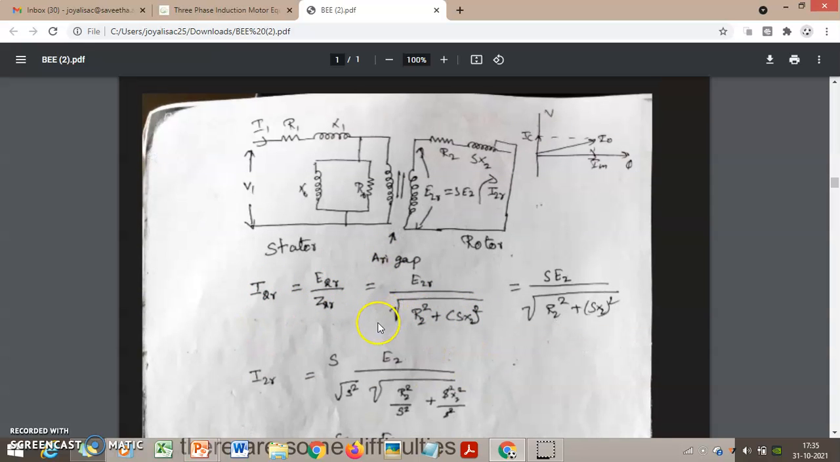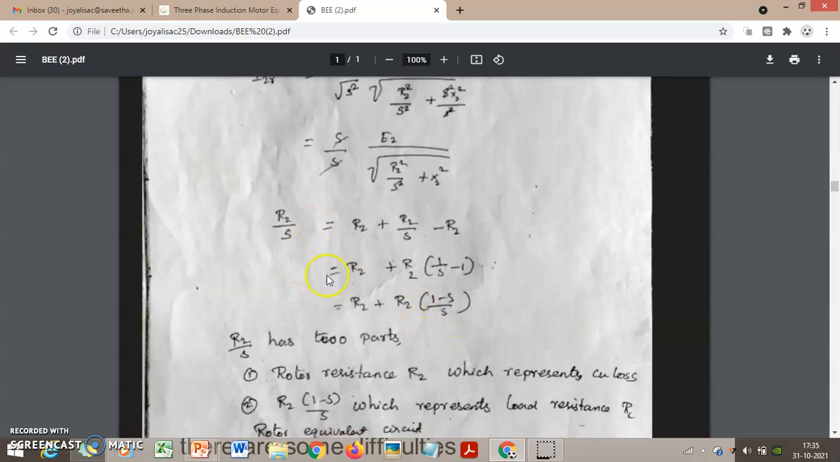Substituting everything, you will get I2R equal to S into E2 divided by the root of R2 square by S square plus (S into X2) the whole square divided by S square. Cancelling everything, at last you will get R2 plus R2 into (1 minus S) by S. This is just a simple mathematical derivation; you can go through all these steps. Dividing the equation by S, we get R2 by S, which is R2 plus R2 into (1 minus S) by S. Here R2 is the resistance of the rotor and S is the slip of the motor.